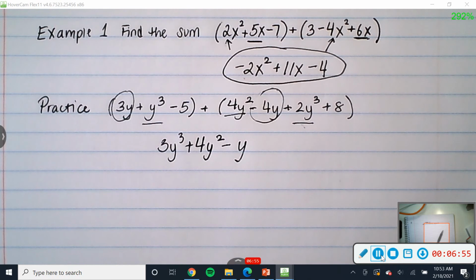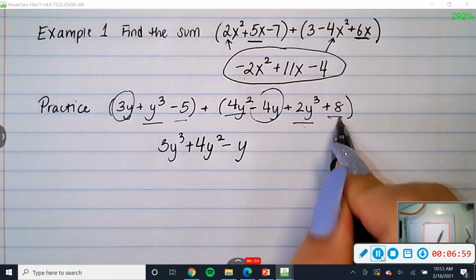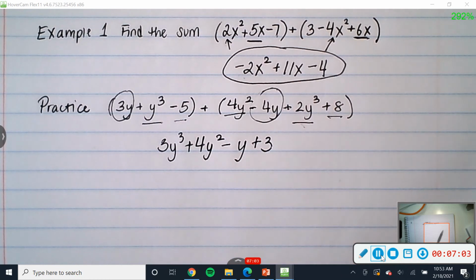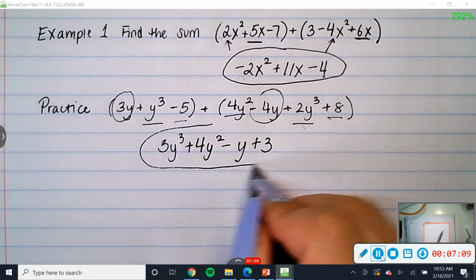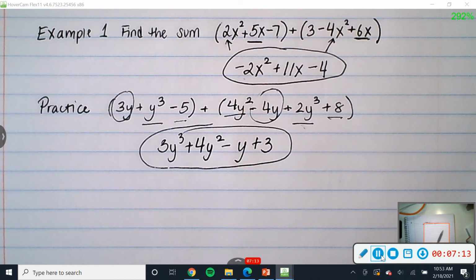And then our last thing is the numbers, so we can add together our numbers. We got negative 5 and we have 8, so adding those together we have plus 3. And this would be our final answer here. If you added together everything correctly, we cannot add anything else beyond this point because all of these terms are different. So this would be our final answer for the practice. If this is what you got, good job.